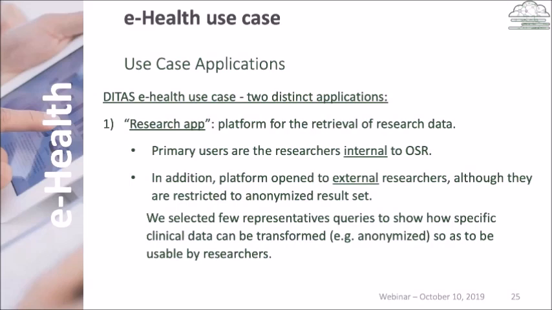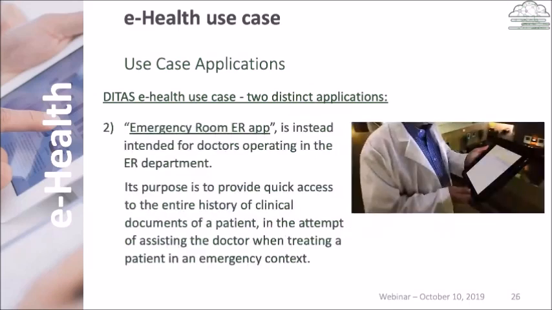In our use case, as we will see in the next slide, we have selected some representative queries to show how specific clinical data can be transformed so as to be usable by researchers. The second application is called Emergency Room App. It is intended for doctors operating in the emergency room department. It's proposed to provide quick access to the entire history of clinical documents of a patient in the attempt of assisting the doctor when treating a patient in the emergency context.